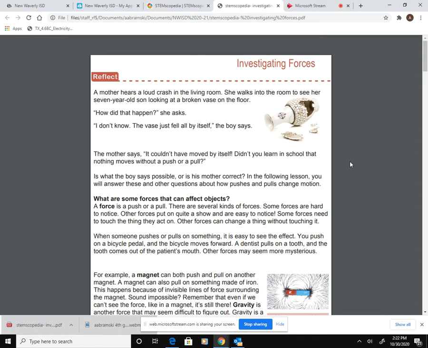When someone pushes or pulls on something, it is easy to see the effect. You push on a bicycle pedal, the bicycle moves forward. The dentist pulls on a tooth, and the tooth comes out of the patient's mouth. Other forces may seem more mysterious. So let's continue on.